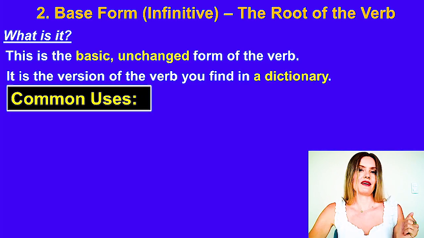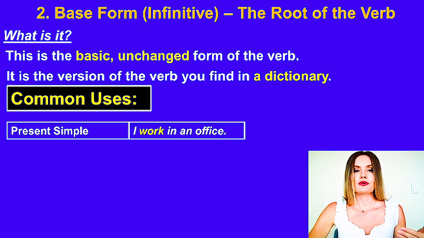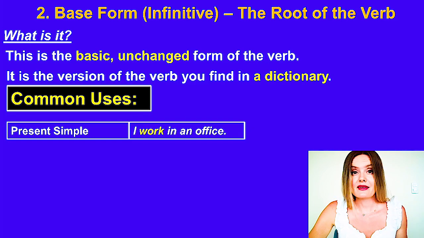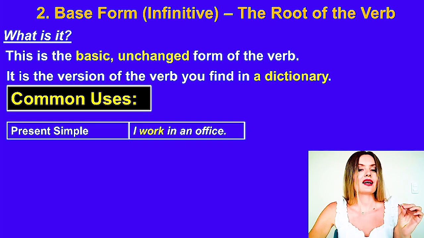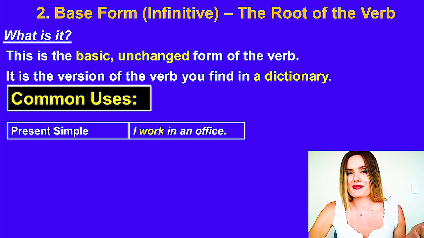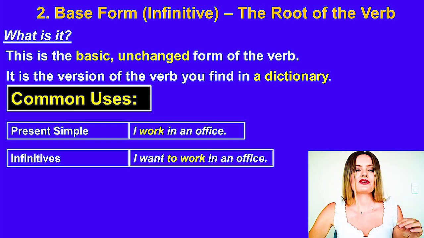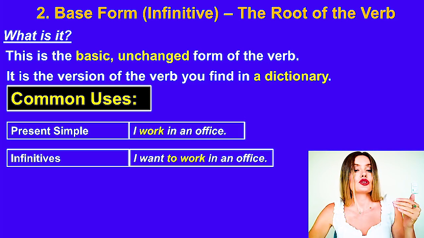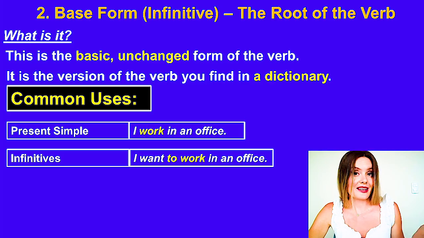Common uses of the base form. We use the base form in present simple. For example, I work in an office. Work is the base form. Also, we use it to form infinitives. For example, I want to work in an office. To work is an infinitive.